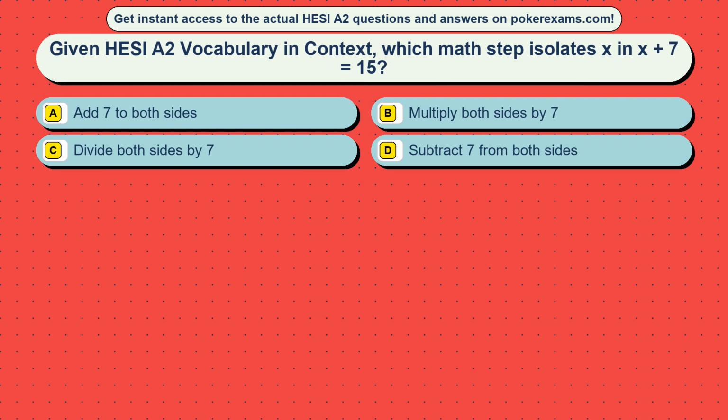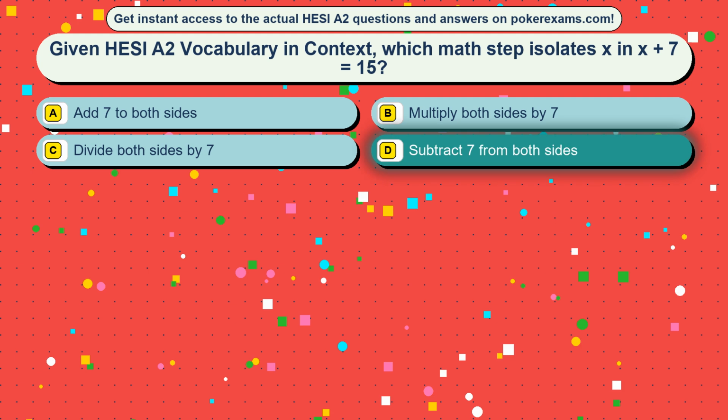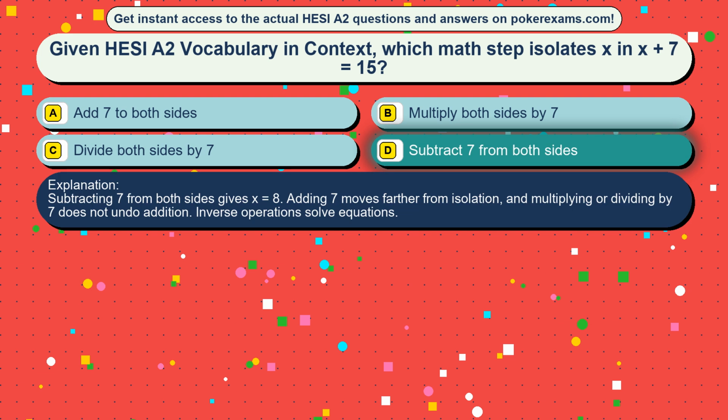Question 38. Given HESI A2 vocabulary in context, which math step isolates x in x plus 7 equals 15? Option A. Add 7 to both sides. Option B. Multiply both sides by 7. Option C. Divide both sides by 7. Option D. Subtract 7 from both sides. The correct answer is option D. Subtract 7 from both sides. Subtracting 7 from both sides gives x equals 8. Adding 7 moves farther from isolation, and multiplying or dividing by 7 does not undo addition.